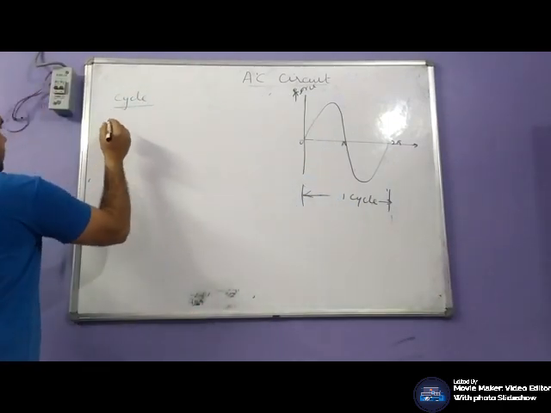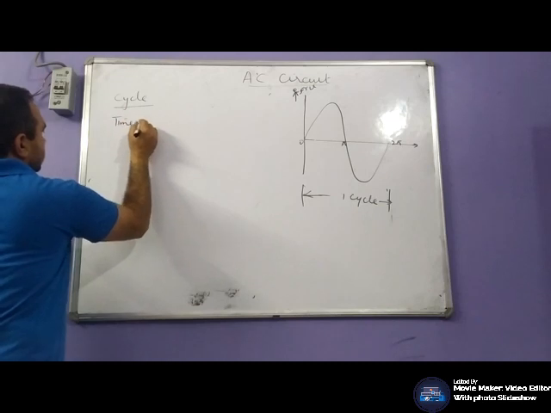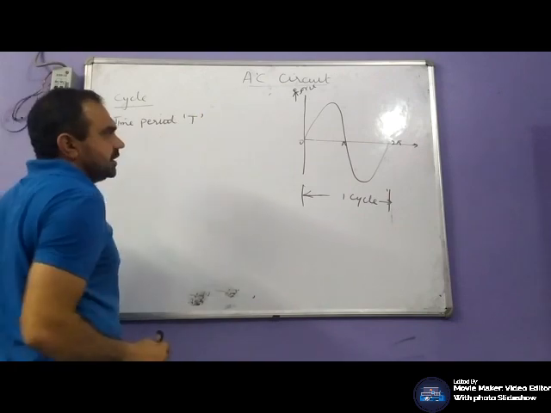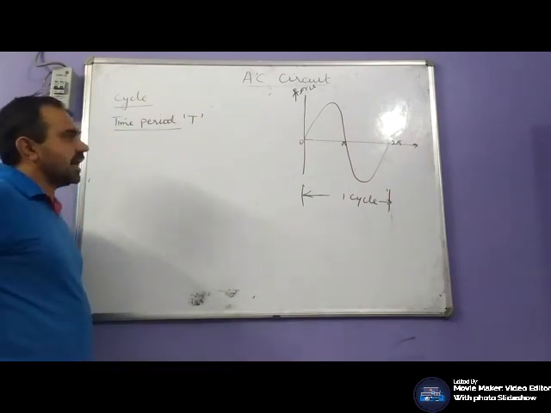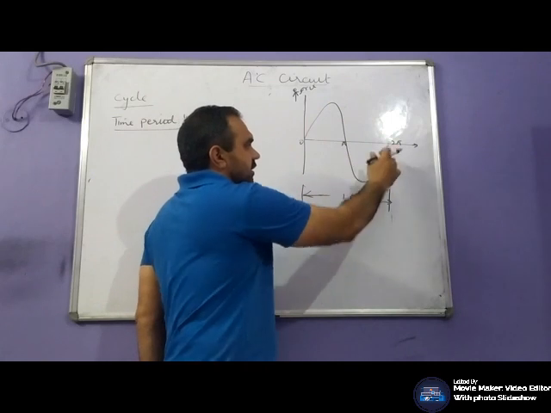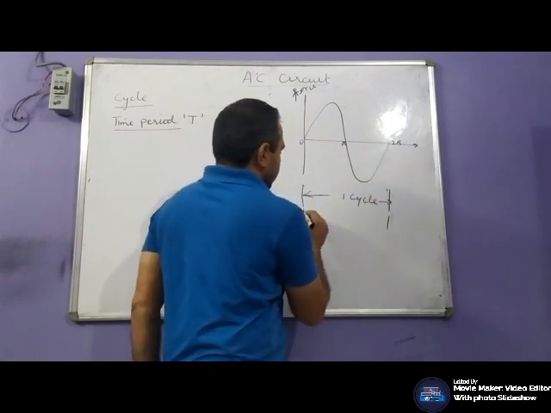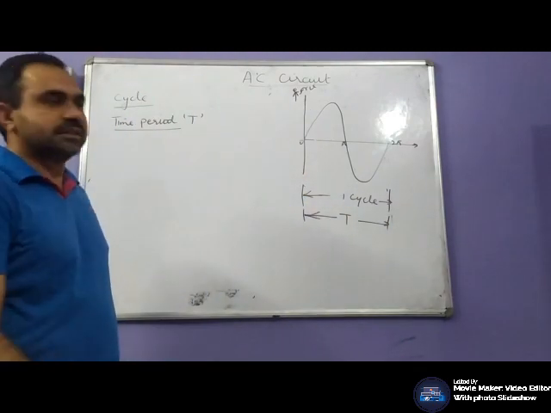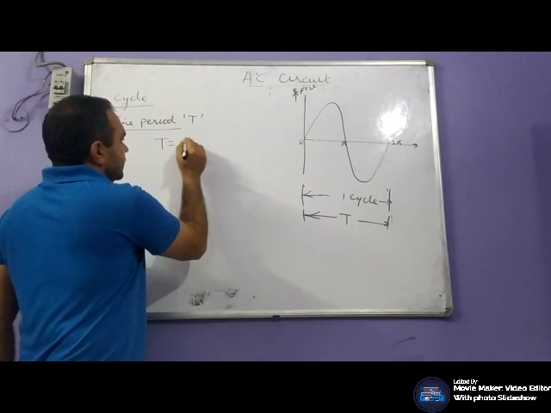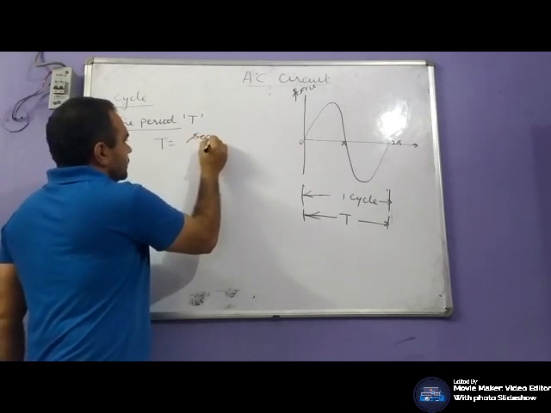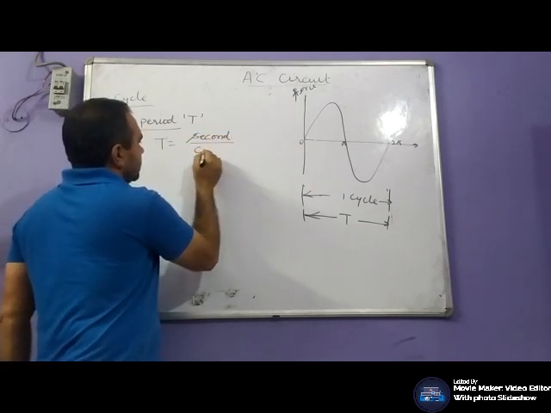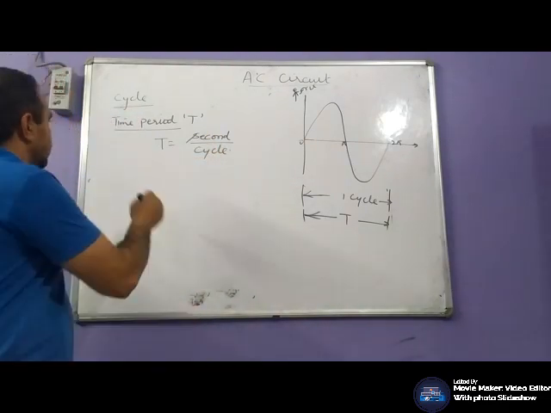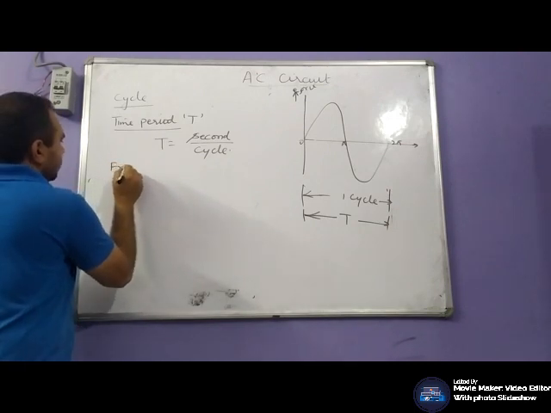Another term is time period. You have already studied it, denoted by T. Time taken to complete one cycle is the time period, and that is in seconds. So time period means the time taken to complete one cycle.